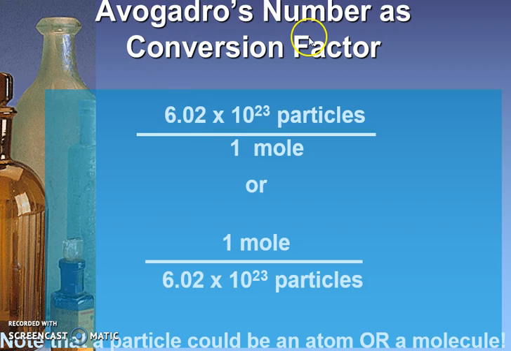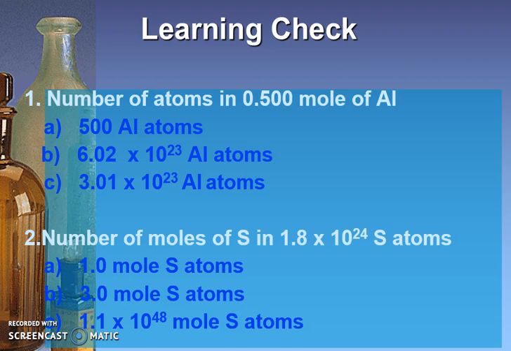So Avogadro's number as a conversion factor: we either put 6.02 times 10 to the 23rd particles over 1 mole, or we put 1 mole over 6.02 times 10 to the 23rd particles. Note that a particle could be an atom or a molecule. So how many atoms are in 0.5 mole of Al? Well, 0.5 is half, so we cut it in half, so the answer is C.